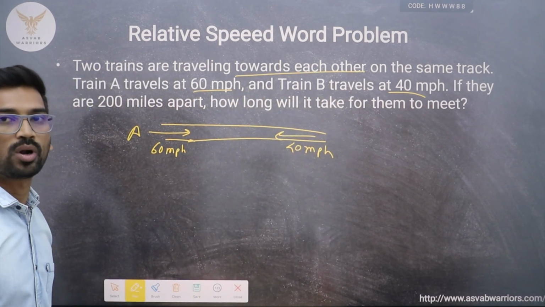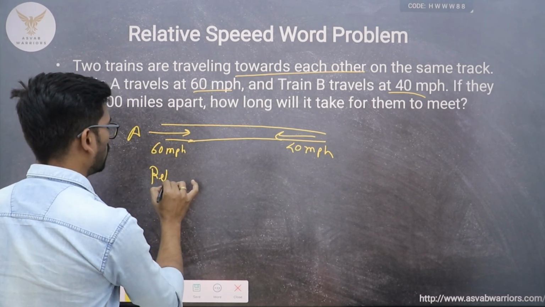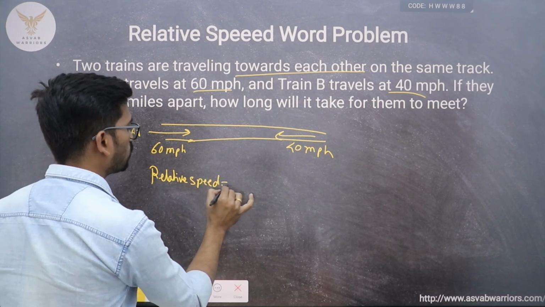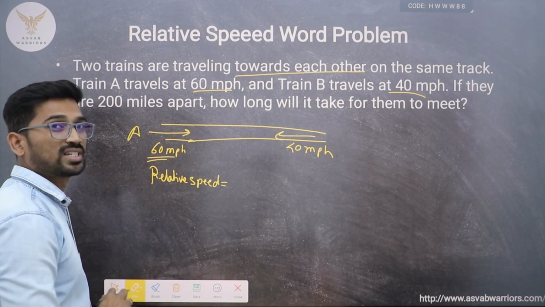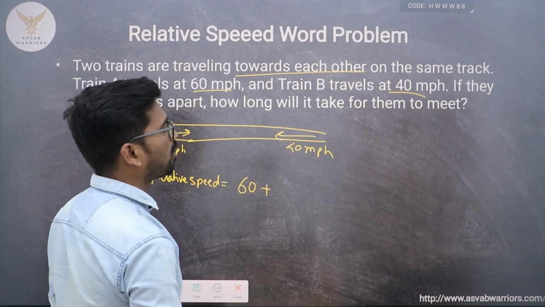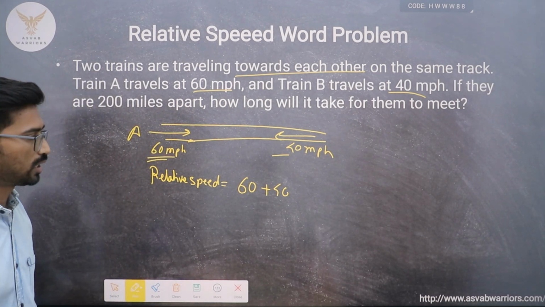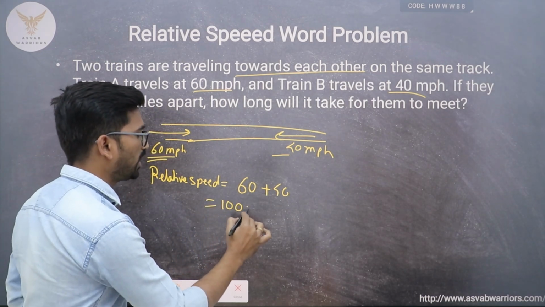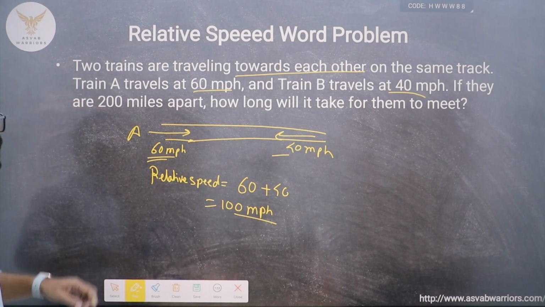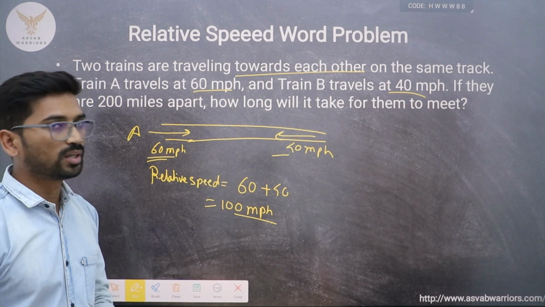So what will be the relative speed? We will have to add them. So relative speed will be equal to the speed of train A, which is 60 miles per hour, and the speed of train B, which is 40 miles per hour. So relative speed will be 100 miles per hour. And if they are 200 miles apart, how long will it take for them to meet?